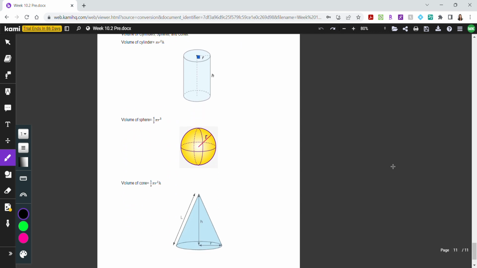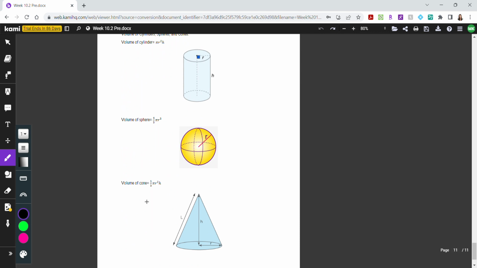All right. Now for volume of cylinder, we are given by this formula, which is pi r squared, right? Because that is the area of the circle, times h. It's pretty simple. If you have a circular base, you're just going to do pi r squared times the height.